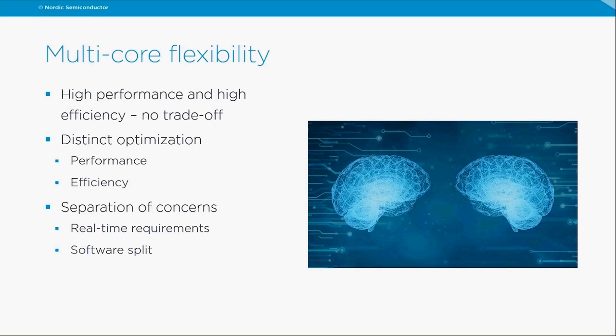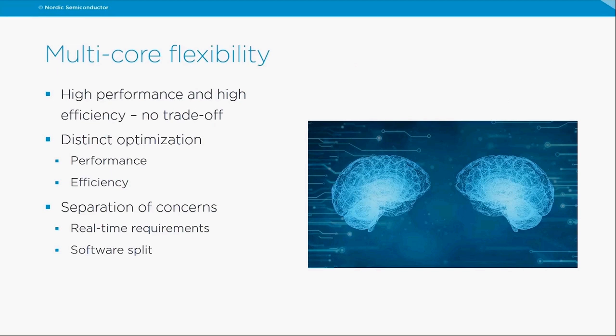Typically, when you design a core, you have a trade-off between performance and efficiency. But since we have 2 cores, we selected to optimize one for performance and one for efficiency, so that when you design your product, you don't have to do a trade-off here. You can run the code that needs to be efficient in the network core, and the code that needs high performance in the application core.